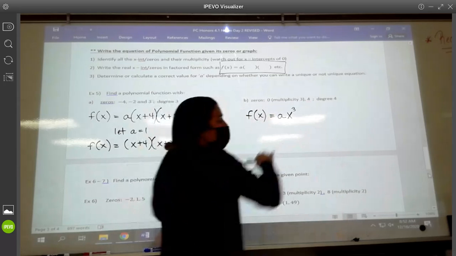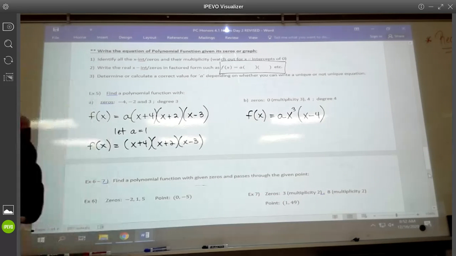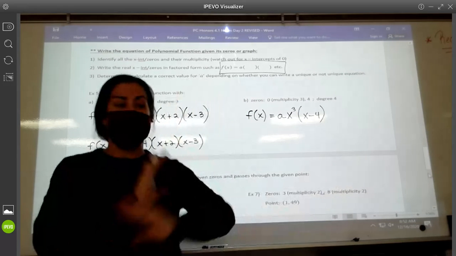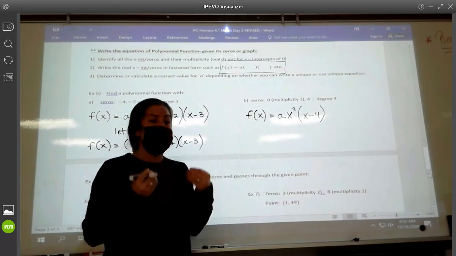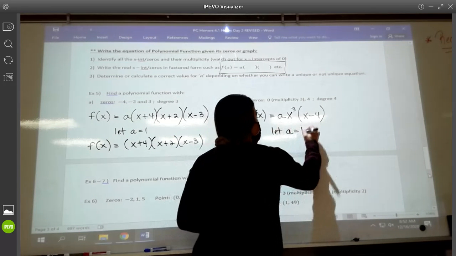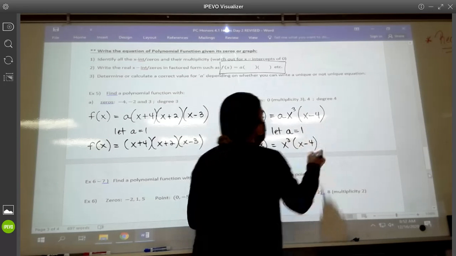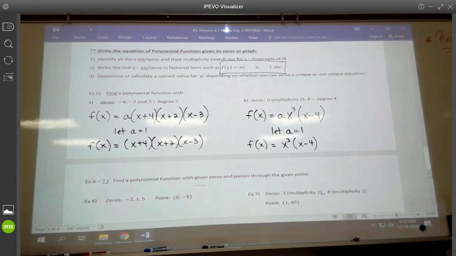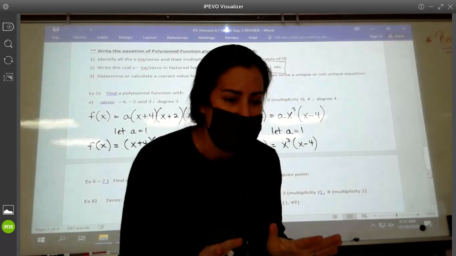And then last, if I have a 0 at 4, then I must have had a factor of x minus 4. And now again, because they didn't give me any other information to go off of, since they didn't give me any other points that pass through this graph, I can just let a be whatever I want. I'm writing a non-unique equation. So I'm just going to let a be 1. And that would definitely multiply out to a degree 4 polynomial. Okay? Are you guys okay? Yes? All right.